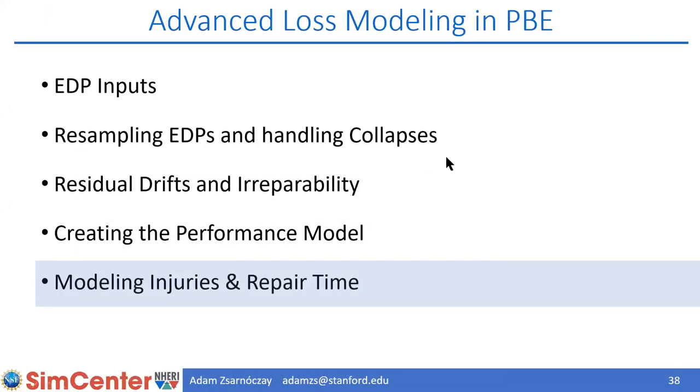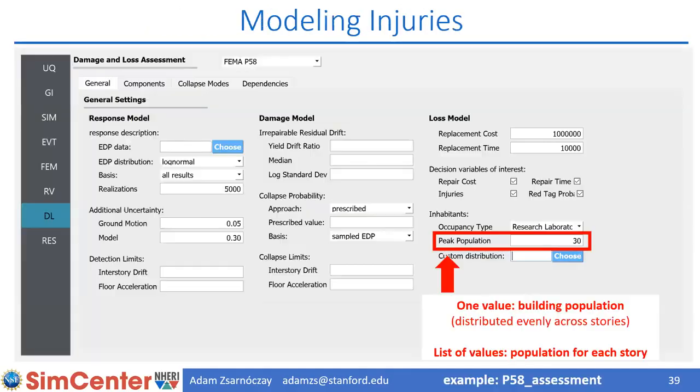So I just wanted to touch on injuries and repair time, because usually we focus on repair costs and how that works in the basic examples. There are a couple of details about injuries that are important to know. When it comes to injuries, we want to be able to specify the peak population, how many people are in the building. There are two ways to do that in the PBE tool.